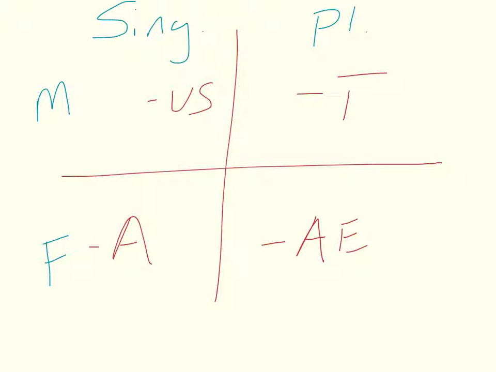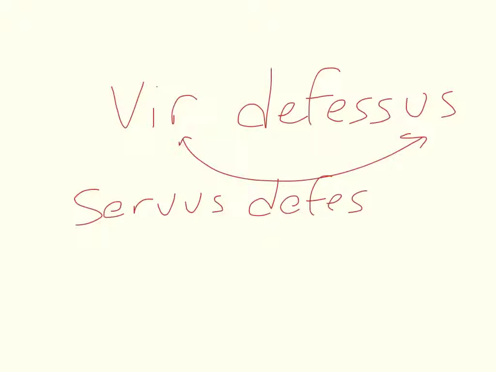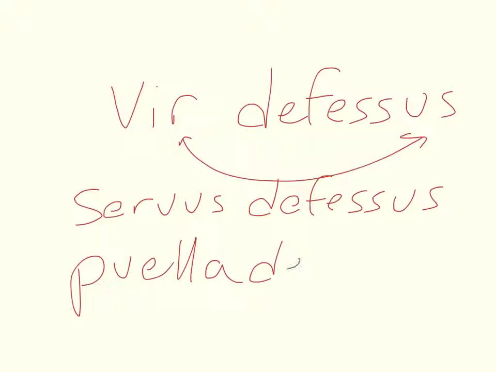So an example of where that might seem a little weird is if instead of having the tired slave, we had a tired man, which is vir defessus. So you might want to try to put an R on there to make the endings match. Here it would be vir defessus. So the endings don't match there. Whereas with servus, it'd be servus defessus. And with puella, it would be puella defessa.